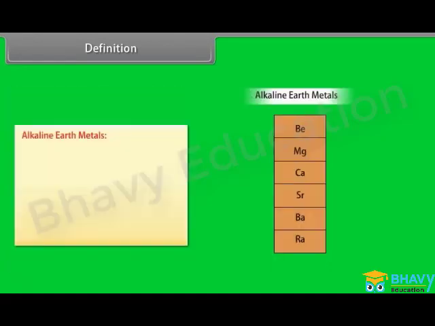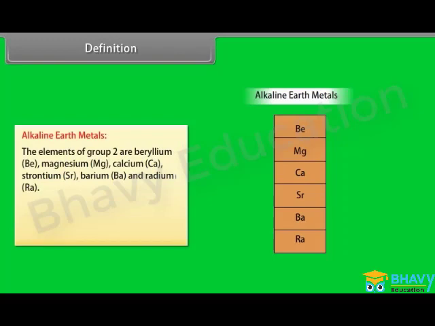Alkaline earth metals. The elements of group 2 are beryllium, magnesium, calcium, strontium, barium and radium. All these elements are also metallic in nature and are known as alkaline earth metals.